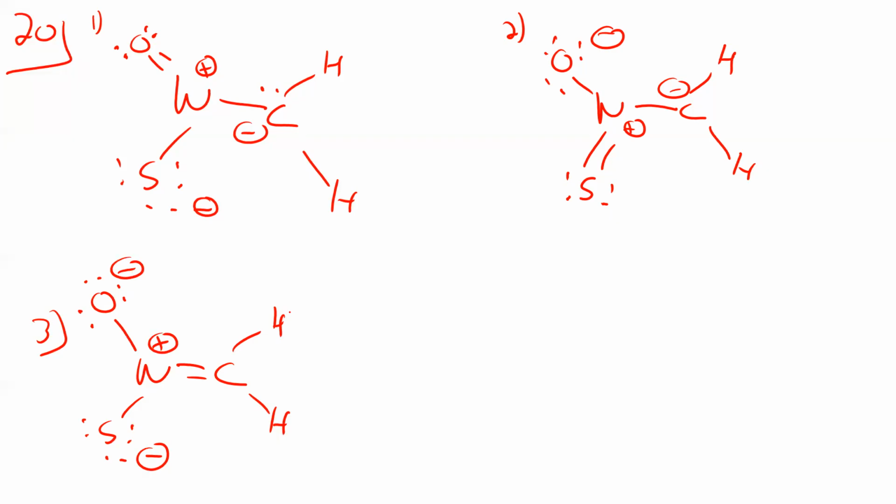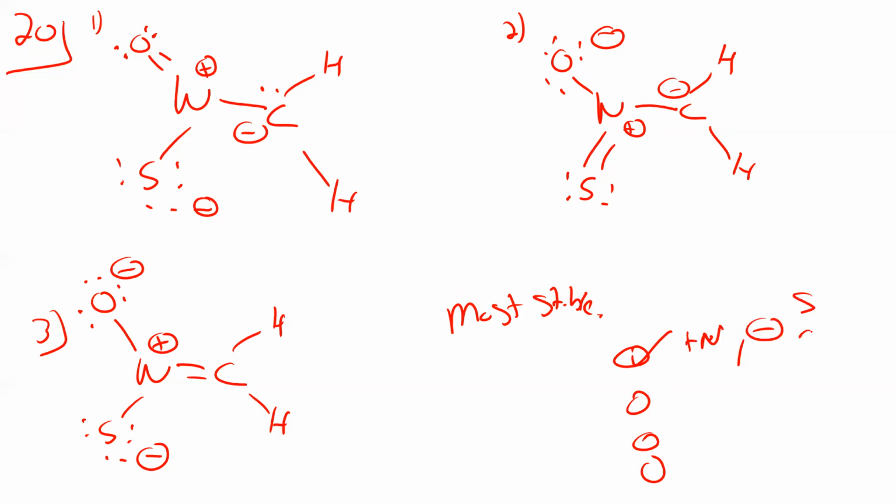So it says which one is the most stable. Oh, sorry about that. Most stable. Let's look at the options. There are 4 options. You're going to select this one, and that's the structure with a positive charge on the nitrogen and negative charges on sulfur and oxygen. And that would be this structure right here.